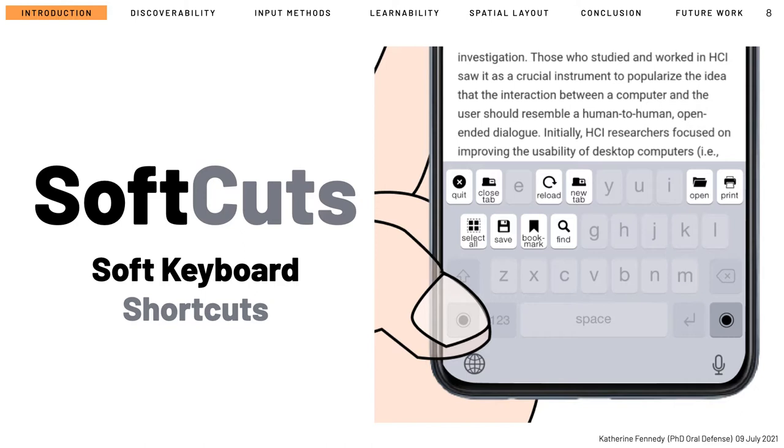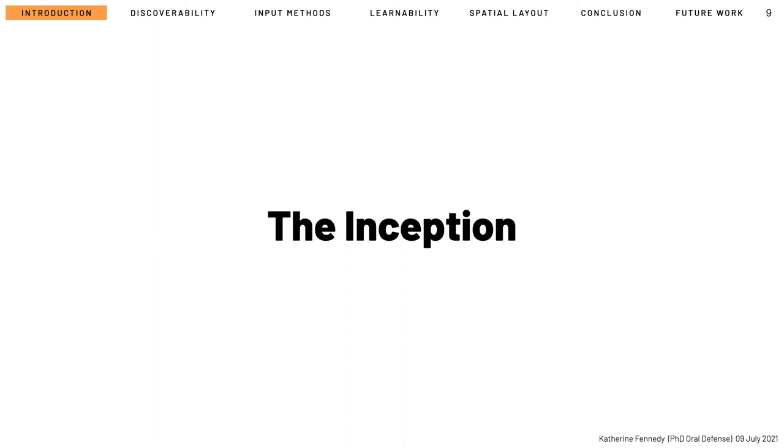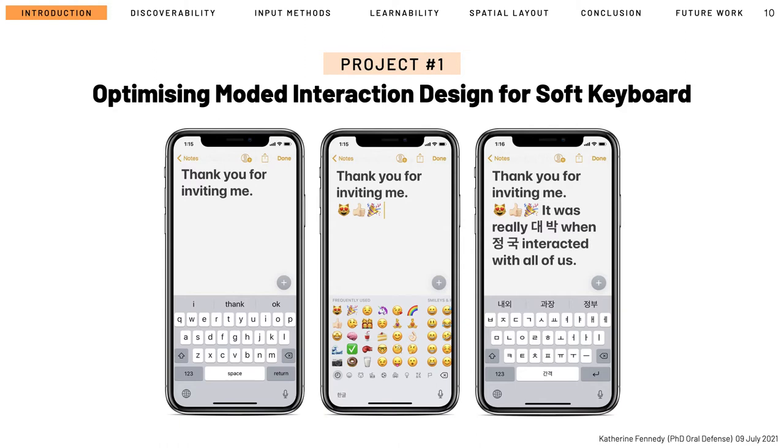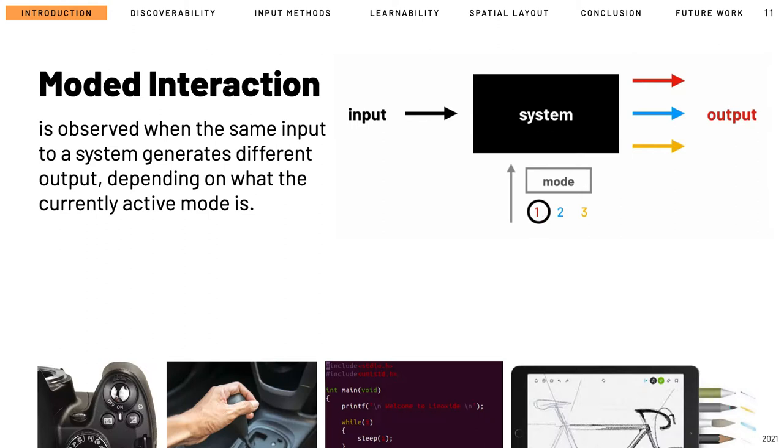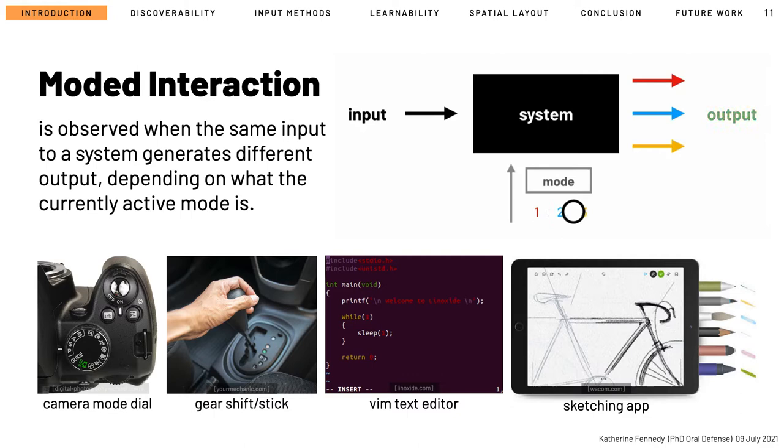Now, let me show you briefly how we conceived the idea of SoftCuts. Back in 2018, we were studying how multi-touch typing can be enhanced from a moded interaction perspective. First of all, what is moded interaction? It can be generalized as when the same input to a system generates different output depending on what the currently active mode is. For instance, if you love to sketch on your tablet, the same finger swipe can render different styles depending on which mode or tool was selected prior. So mode, in a way, increases the functionality of a few simple actions.